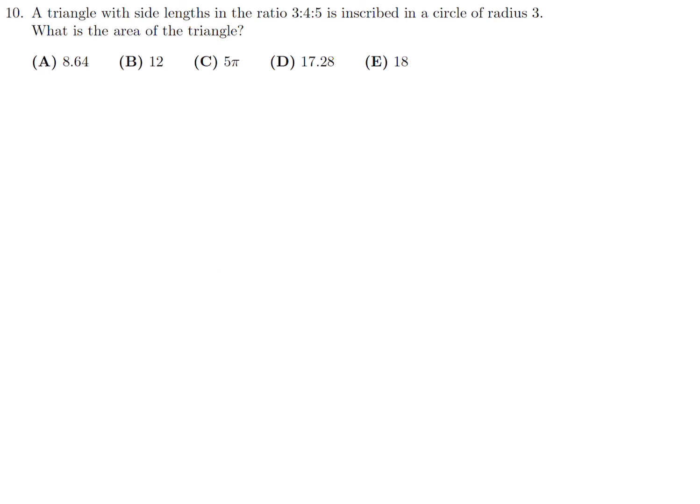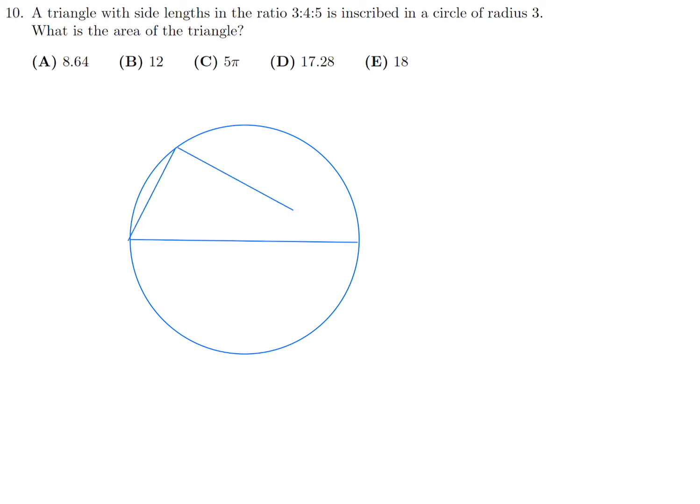The triangle with sides, lengths in the ratio 3, 4, 5 is inscribed in a circle of radius 3. What is the area of the triangle? So let's draw a circle, and then we'll draw a triangle, 3, 4, 5. Now, the reason I was confident that one of the sides represents the diameter is because 3, 4, 5 is Pythagoras in terms of its relationship. If this is 3x, that's 4x, and that's 5x, that is obviously a Pythagorean relationship.